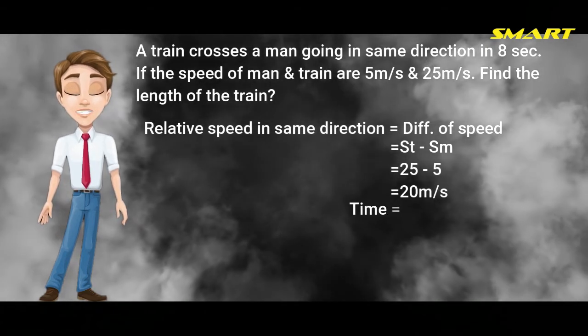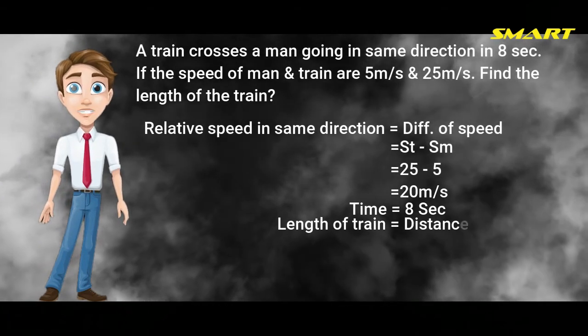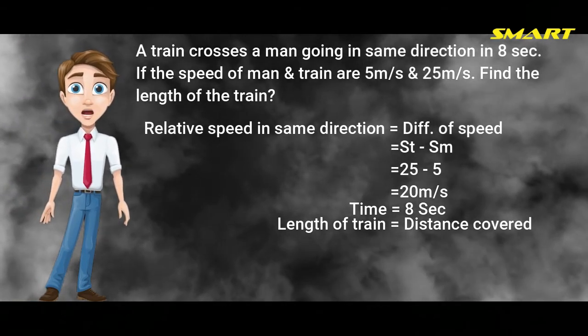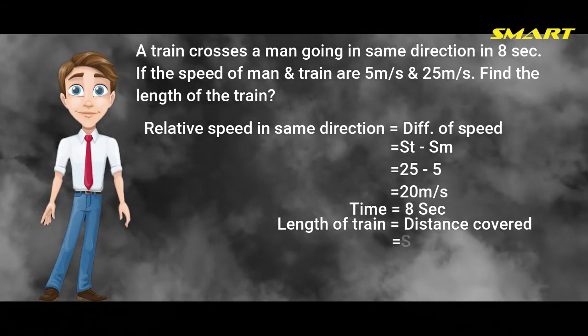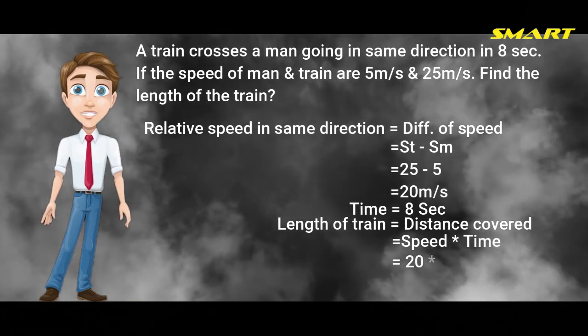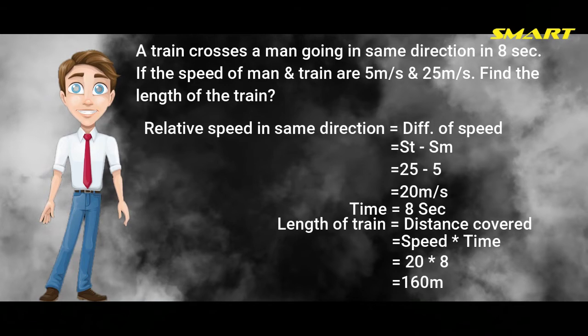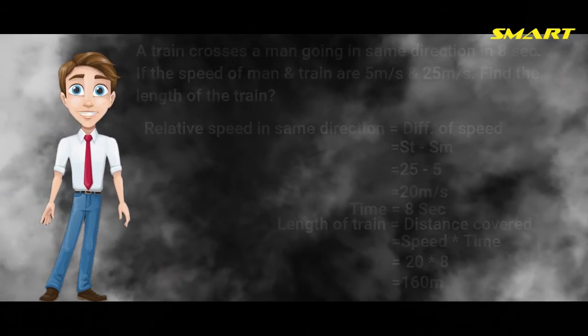Time taken by the train is 8 seconds. For finding the length, we know that is the distance covered, and the equation for finding distance is speed into time, and that is 20 into 8. Simply our answer is 160 meter. I think you are clear with the answer. Now we can go for another question.